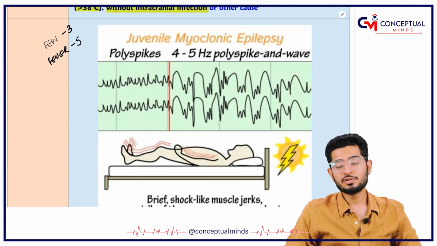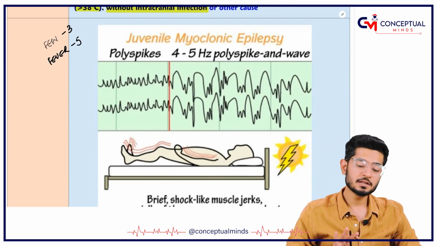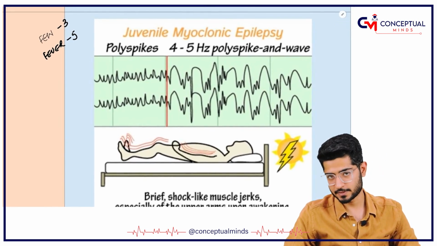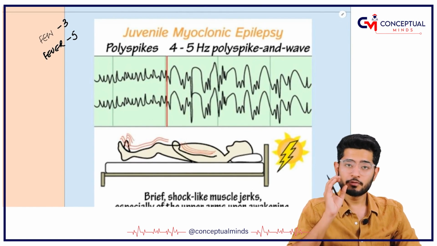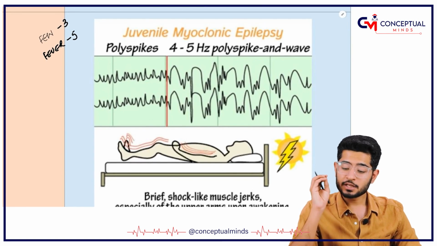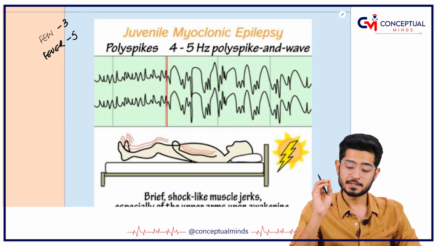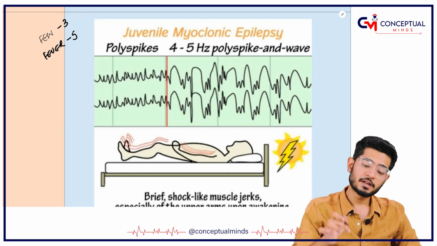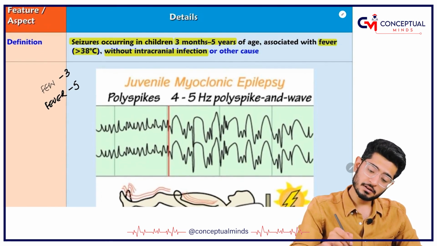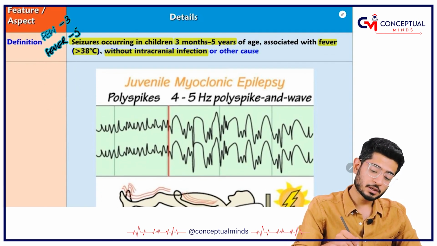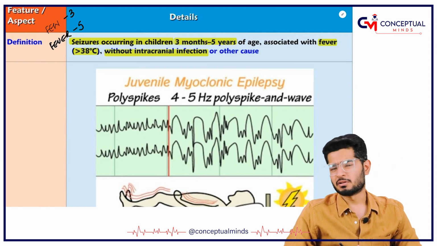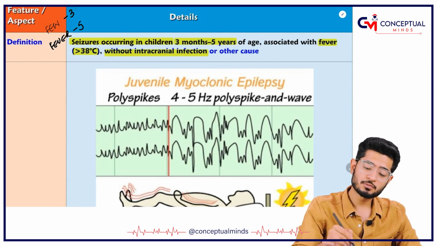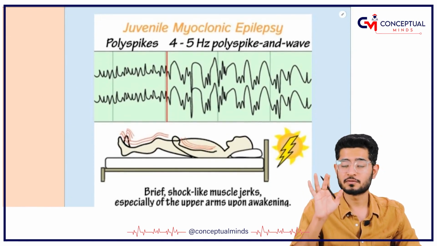Now coming on to JME. What do you mean by JME? Understand, JME is called juvenile myoclonal epilepsy. Now I am talking about febrile seizures, so why am I telling you about JME? Because sometimes I have seen children making this mistake: the question will be asked on febrile seizures, but they will answer JME. So I teach both these topics together in order to clear the confusion.